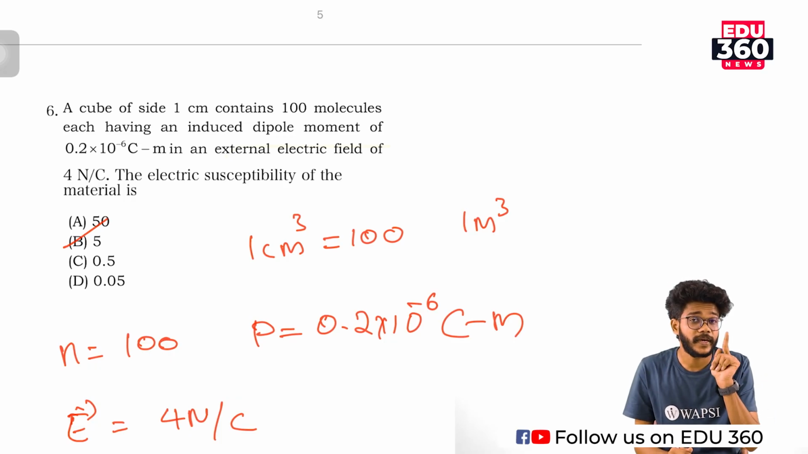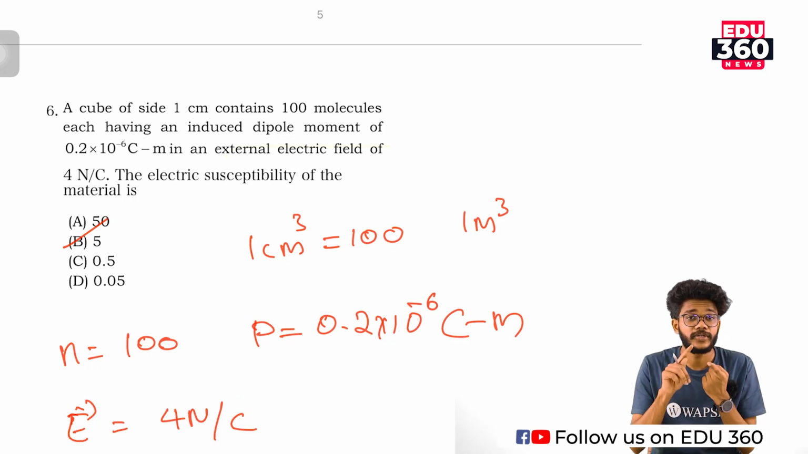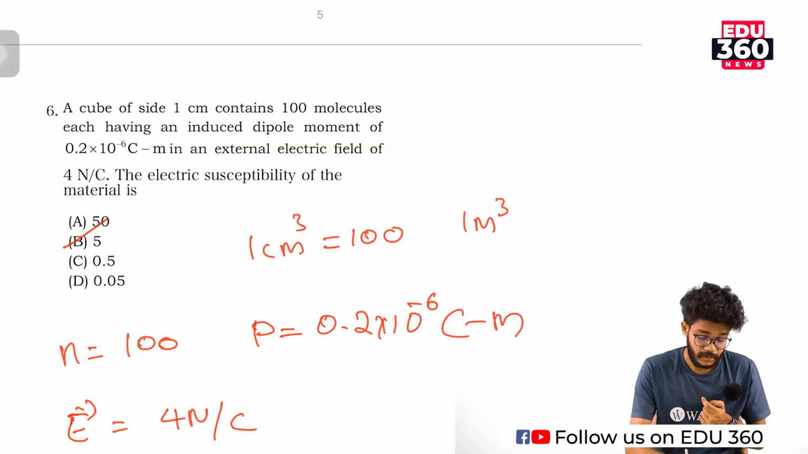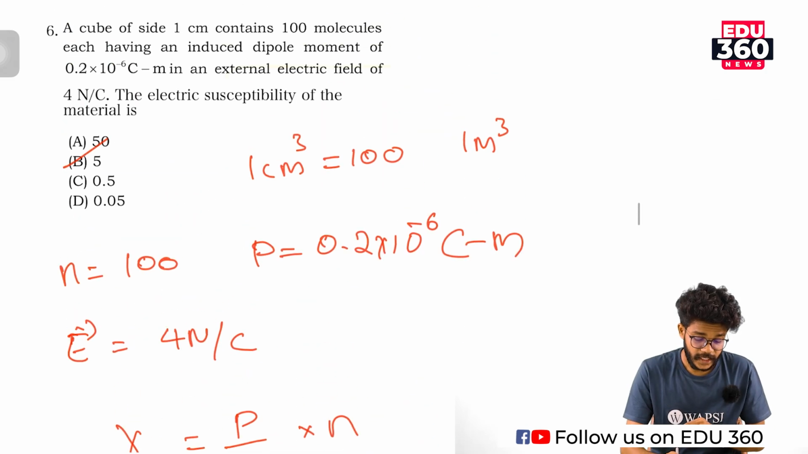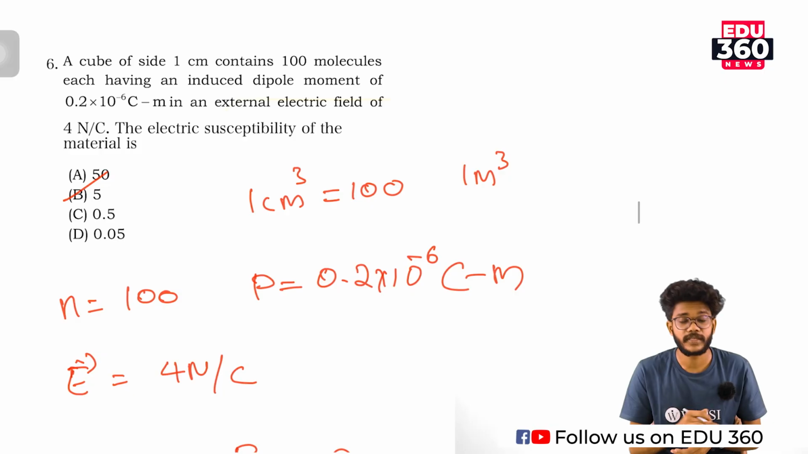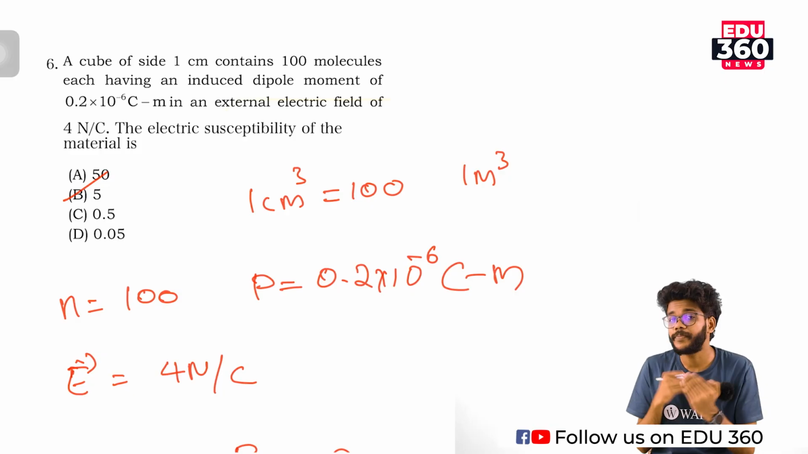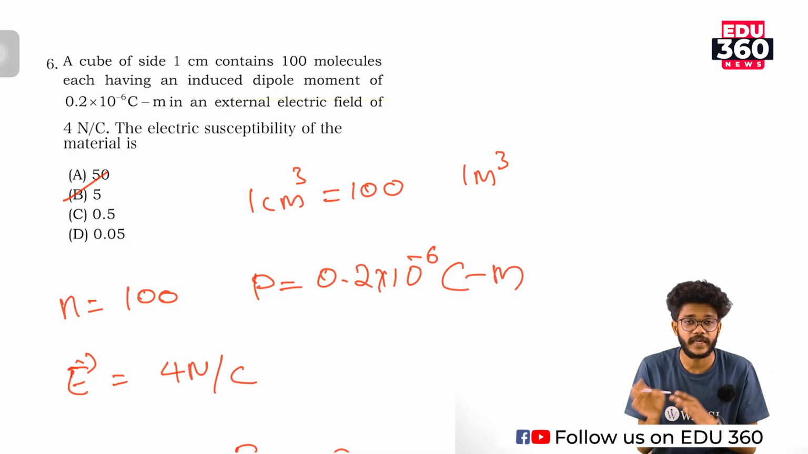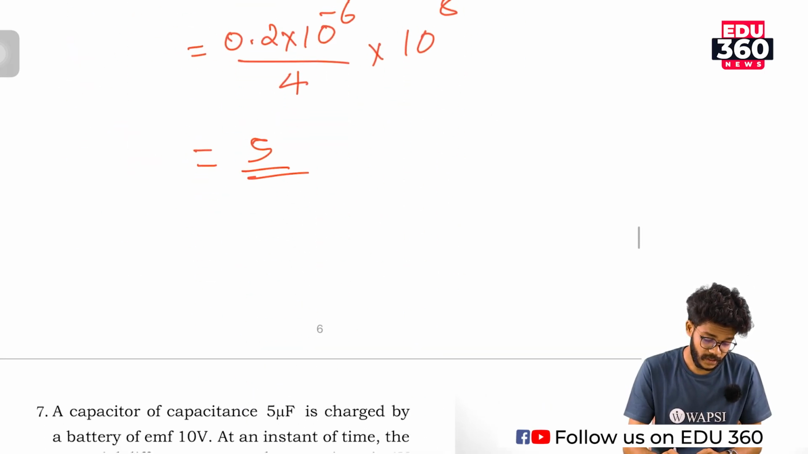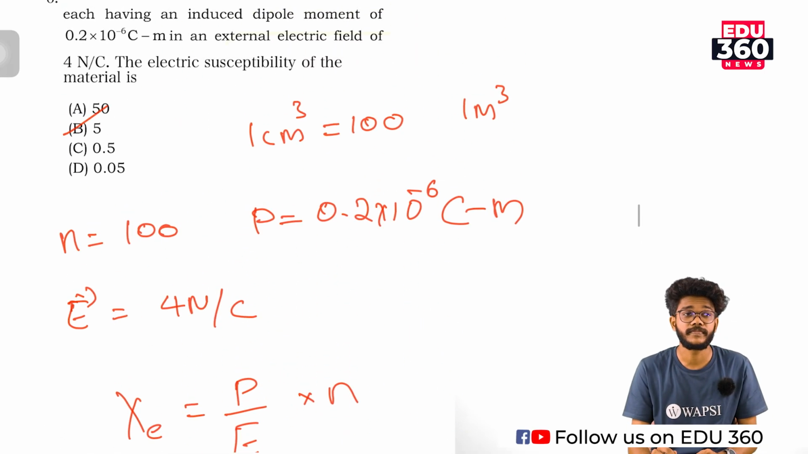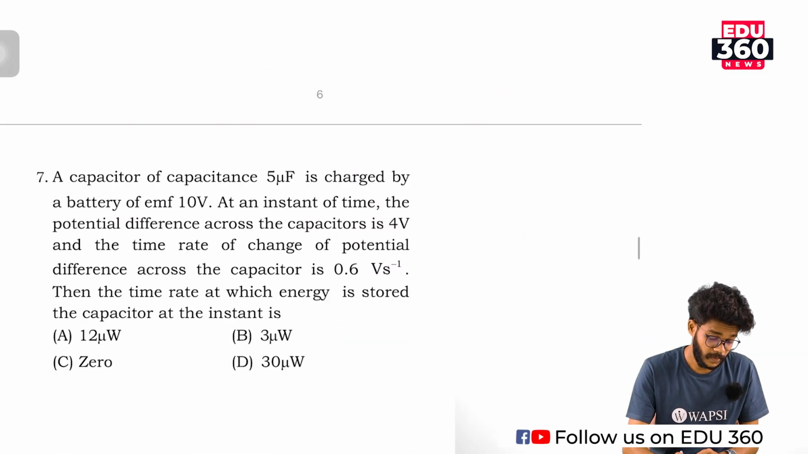One of the main steps here is to know the equation. That means the susceptibility is P by E into N, and converting them into standard units. Here N is given in 1 centimeter cube, that is 100, but we want to transform that into 1 meter cube. For that purpose we multiplied N by 10 raised to 6. So the answer is 5 and option B is the correct one.